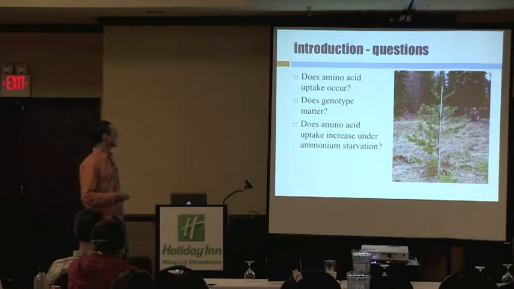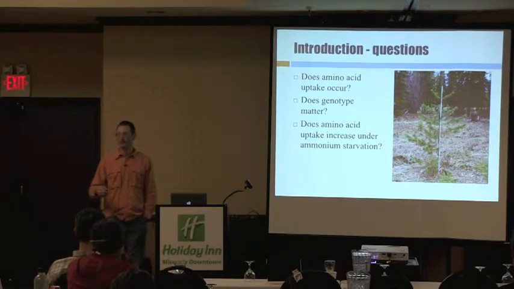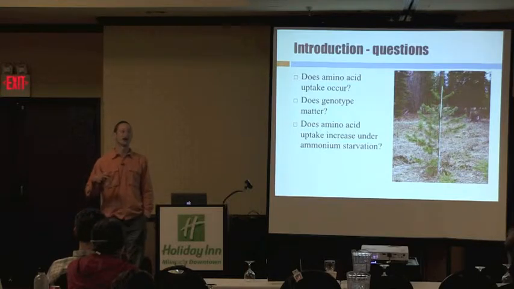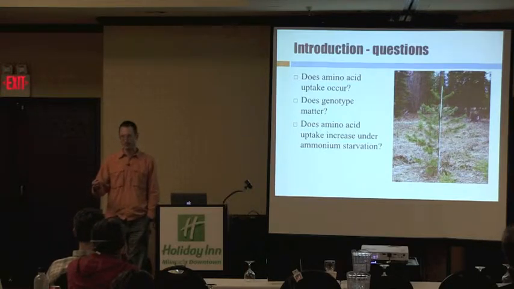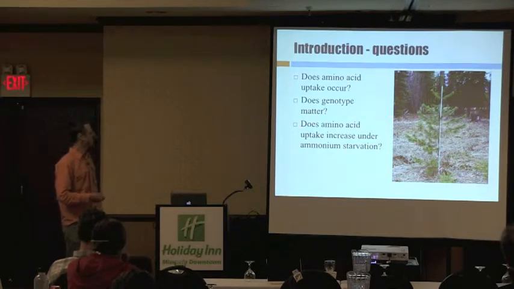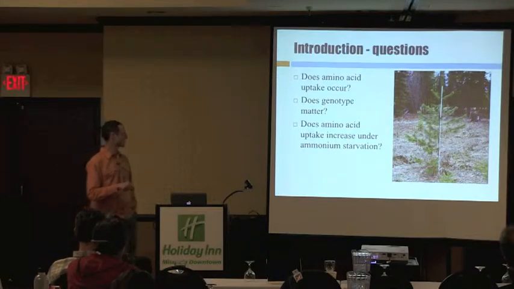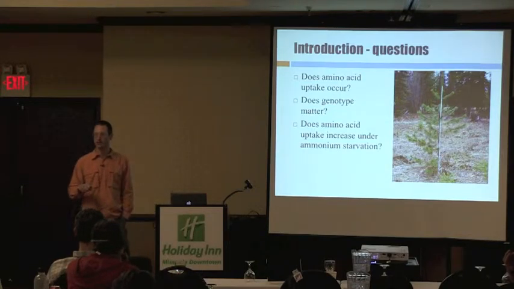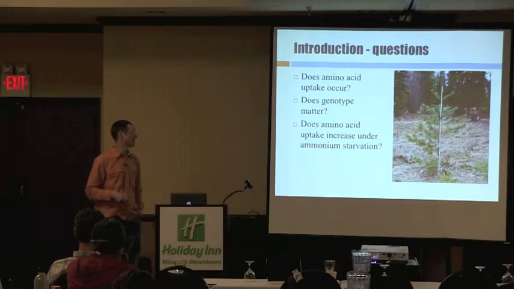Two, does genotype matter as regards nutrient uptake? The Swan is a much more difficult place to grow, colder. Possibly there's a reason that amino acid uptake would be relevant there. And then finally, a couple of papers in plant nutrition research have wondered about what happens to trees when they are not given ammonium. Do they compensate by using other resources? We know it's not nitrate, maybe it's amino acids.